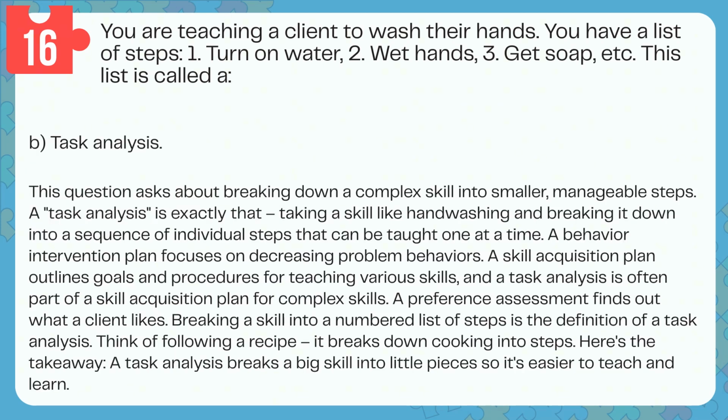Answer. B. Task analysis. This question asks about breaking down a complex skill into smaller, manageable steps. A task analysis is exactly that, taking a skill like hand washing and breaking it down into a sequence of individual steps that can be taught one at a time. A behavior intervention plan focuses on decreasing problem behaviors. A skill acquisition plan outlines goals and procedures for teaching various skills, and a task analysis is often part of a skill acquisition plan for complex skills. A preference assessment finds out what a client likes.